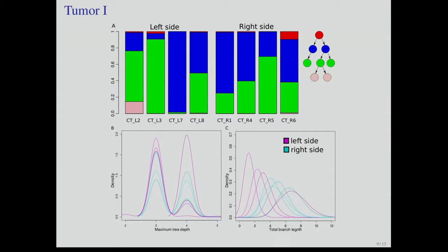We can see the same effect if we look at summary statistics from this tree, like the maximum tree depth, as well as the total branch length, that the right side always clusters fairly nicely together, but the left side divides into 2 parts, basically.